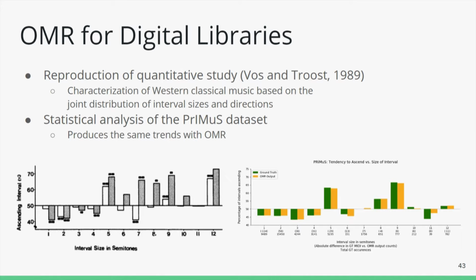On the left side, you can see the results from Vos and Trost, and on the right-hand side, you can see the results from the Primus dataset. The interesting thing is that the green bars are the ground truth from MIDI, and the yellow bars are what the OMR output would be. You can see that they're both similar. So if you had used OMR for the study back then in 1989, you would have received similar trends, which is cool, I would say.